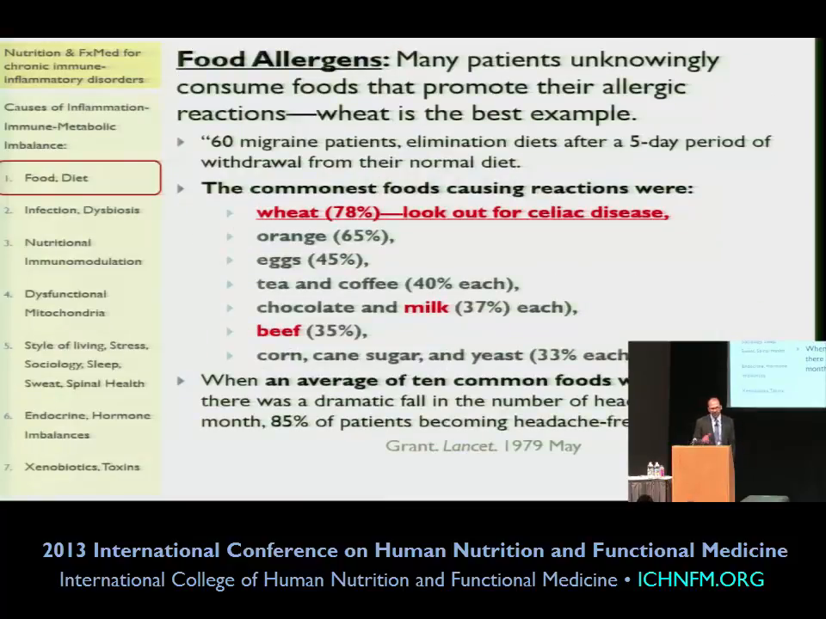These are the most common allergens listed here from a really great article published in The Lancet in 1979. But we also have to take into account the fact that people can be allergic to anything, right?